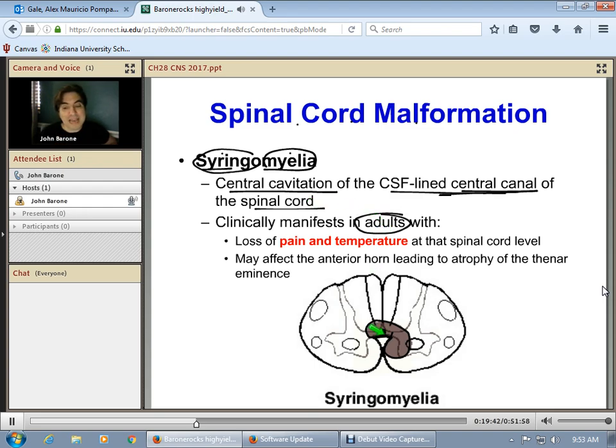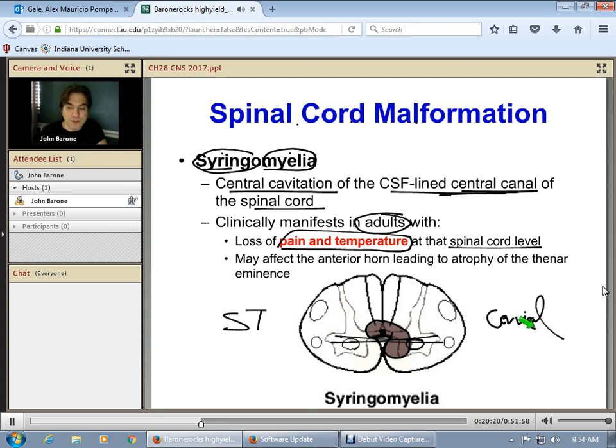As this gets bigger, it knocks off the crossing fibers, the decussating fibers of the spinothalamic tract. Remember, the tract goes up and down, but at that level, it crosses first. So first it crosses, then it goes up and down. So you're going to lose the crossing fibers at the level of this syrinx. And this is, of course, pain and temperature. Spinothalamic is pain and temperature. So you lose pain and temperature at that cord level, and most commonly it is cervical level.